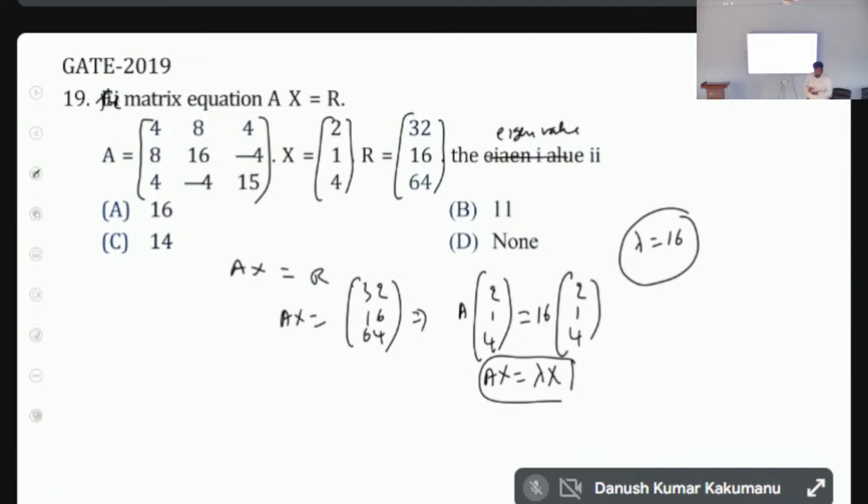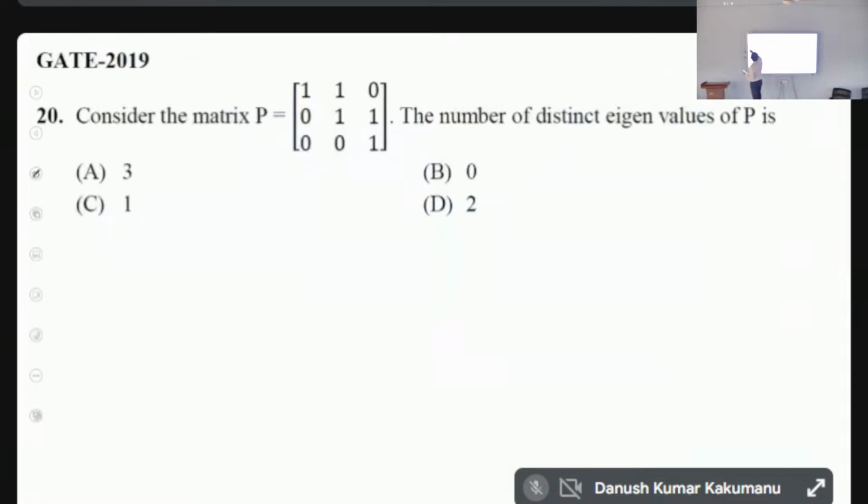Yes. All of you try this question. What is the answer? Number of distinct eigenvalues: how many distinct eigenvalues does the matrix have? The eigenvalues are 1, 1, 1. How many distinct eigenvalues do we have?